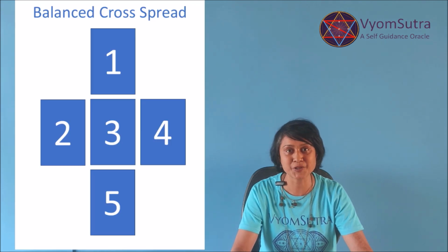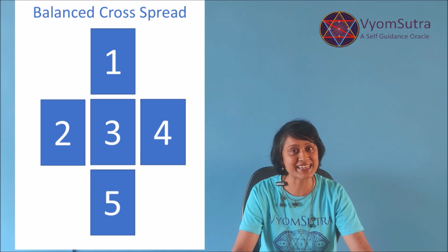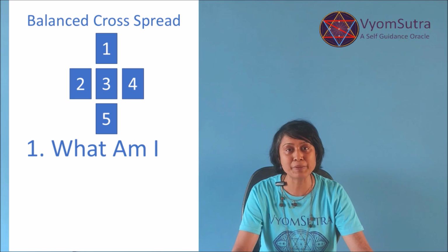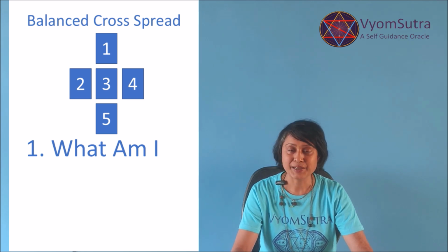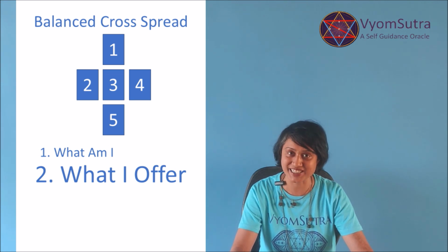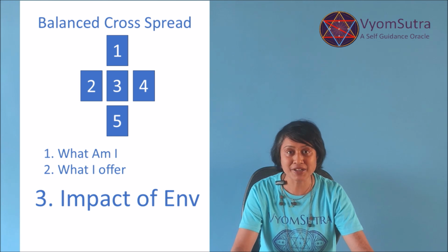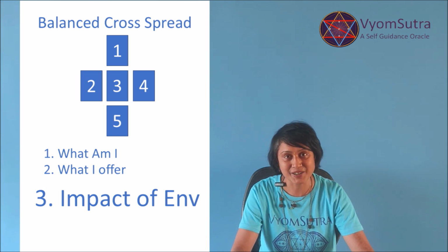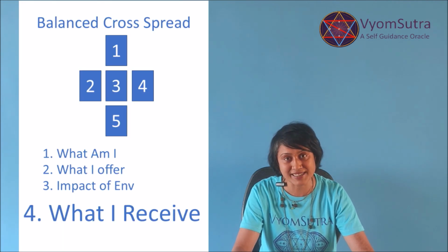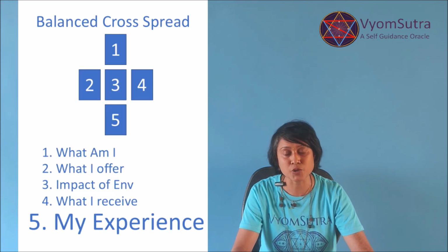In Vyom Sutra, we have explored a 5-card spread called the Balanced Cross Spread, which looks something like this. So position 1 represents what am I being in the situation. Position 2 represents what do I offer in the situation. Position 3 represents the influence of the environment on the situation. Position 4 represents what I receive in the situation. And position 5 represents my experience or my learning in the situation.